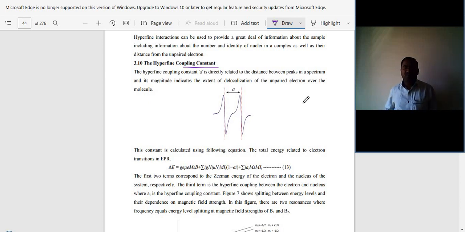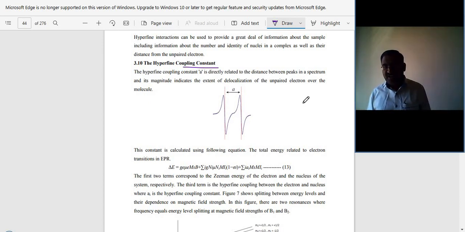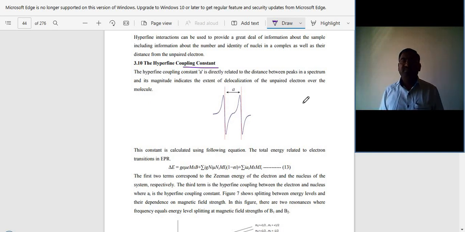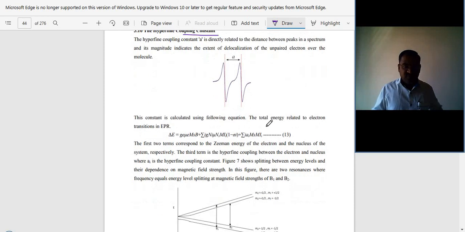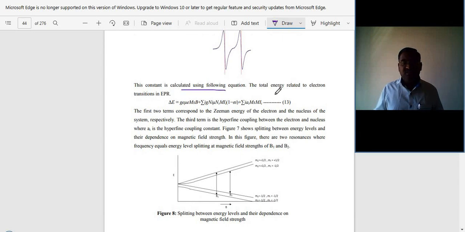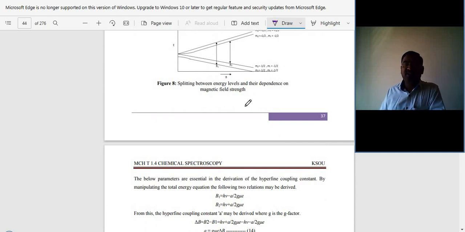The hyperfine coupling constant is directly related to the distance between peaks in a spectrum, and its magnitude indicates the extent of delocalization of the unpaired electron over the molecule. This constant is calculated using the following equations. The total energy is related to the electron transition in EPR. These are all splittings between energy levels and their dependence on magnetic field strength.